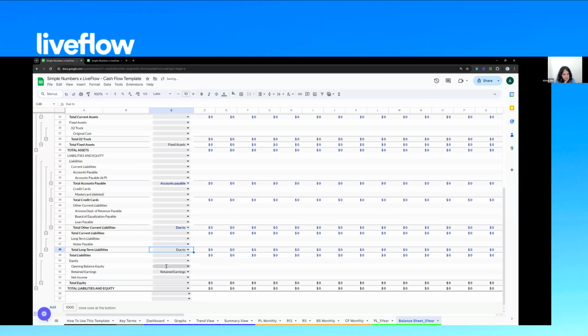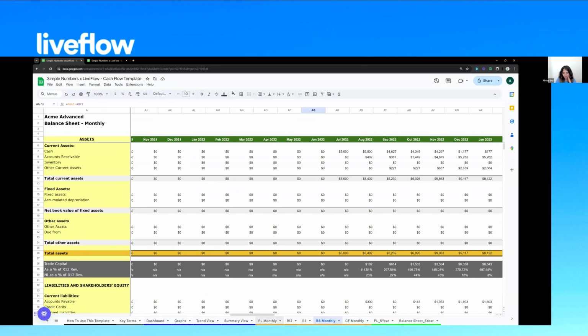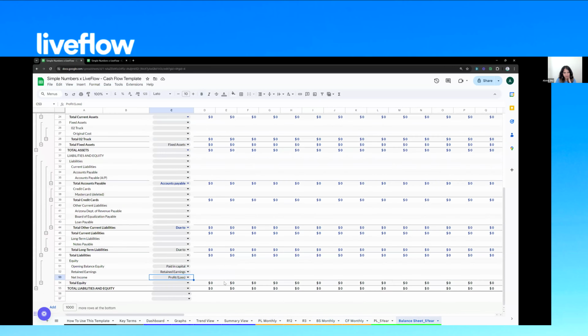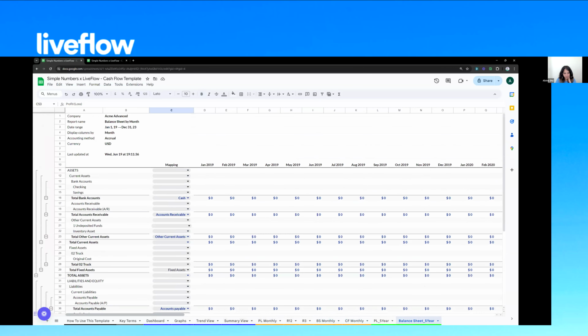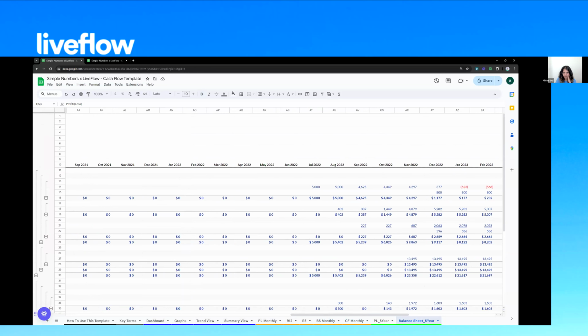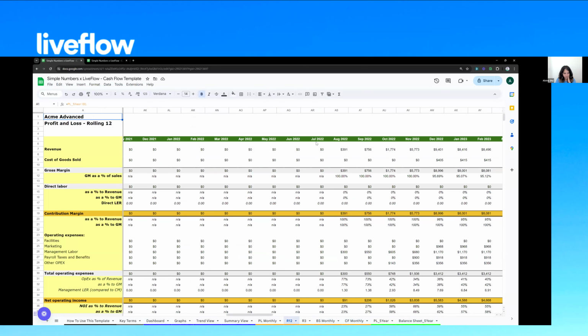Okay. And once all of this is mapped, all of the other tabs will automatically update with the numbers. So I think my demo company starts having data from the year 2022, July. So I should see the same in all my tabs. Yeah, so this is the rolling 12 months. So this is only taking the previous 12-month data.